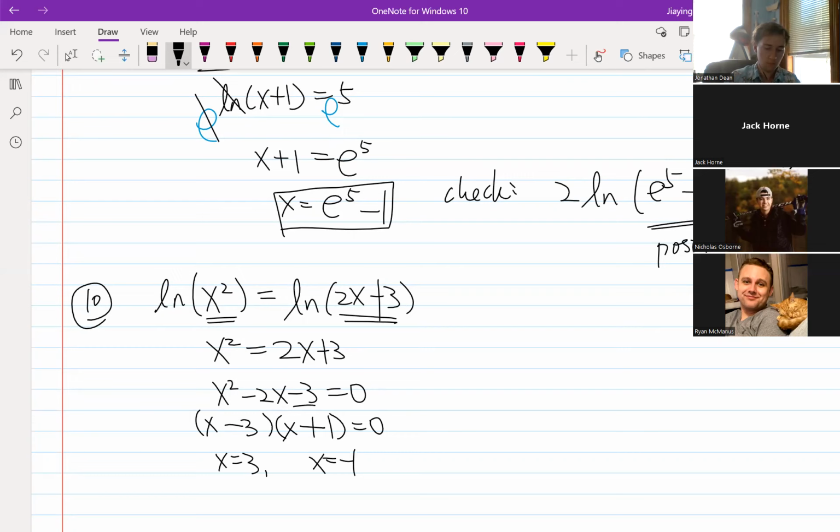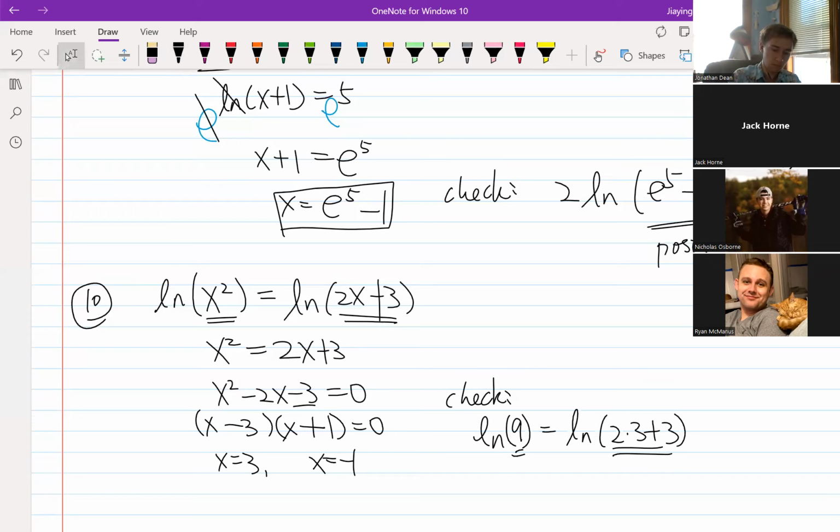We have to make sure that we check both x values because sometimes one of them doesn't work. Sometimes both of them work. It depends. So here we're going to check. We're going to take 3 and put it in there. We get natural log of 9. Is that equal to natural log of 2 times 3 plus 3? Yes, because both parts are positive, right? So no problem. And then we get natural log of 9 on both sides. And now we check -1.